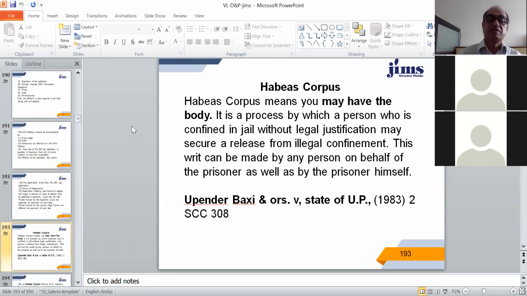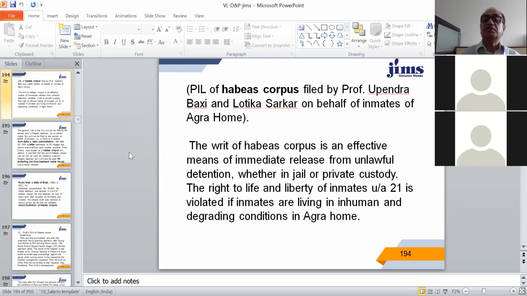Upendra Baxi, sir, was our professor of law when I was doing LLM at Delhi University. He filed a public interest litigation under the heading habeas corpus for release of inmates, ladies from Agra home. The writ of habeas corpus, dear students, is an effective means of immediate release from unlawful detention, whether in jail or in private custody. The right to life and liberty of inmates under Article 21 is violated if inmates are living in inhuman and degrading conditions in Agra home.